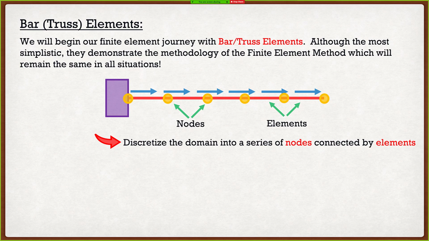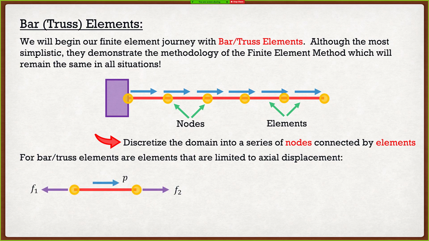So what we're going to do is we're going to say, all right, well, I know that my whole structure is composed of now these nodes and these elements. What about if we look at just a single element. So if we take a single one of these bar elements, again, we have two nodes, there's an element between them, we have a distributed load P, and at each one of these nodes, we have a force F.